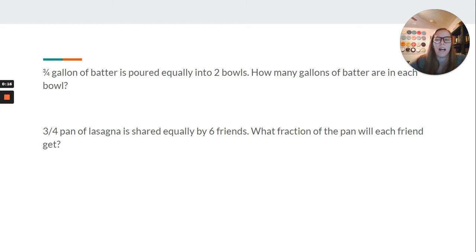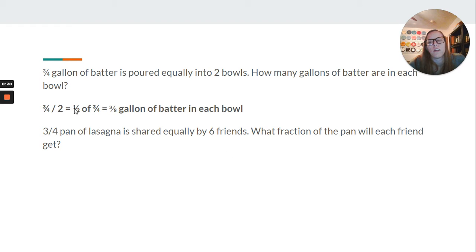So we have 3/4 of a gallon of batter poured equally into 2 bowls. How many gallons of batter are in each bowl? This is when we looked at dividing with fractions involved. So we take 3/4 divided by 2, which is half of 3/4. So 3/8 of a gallon of batter is in each bowl. Remember, if you need to, draw out those diagrams. That'll help you with this.